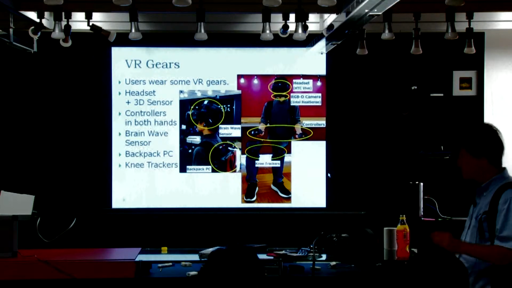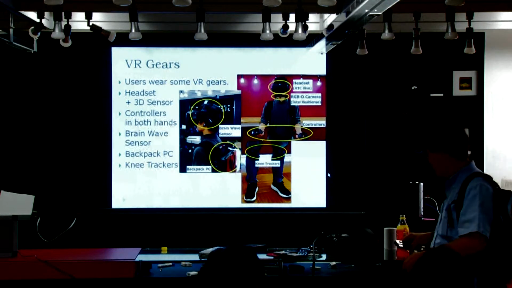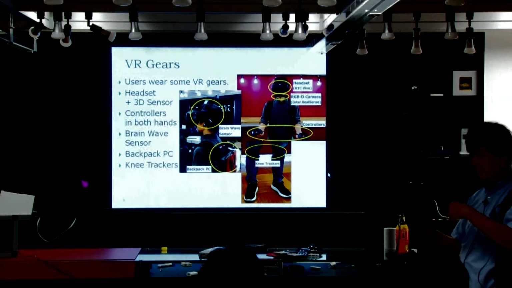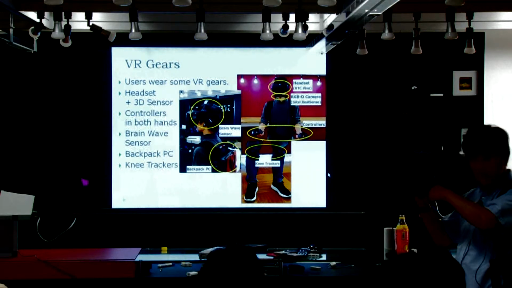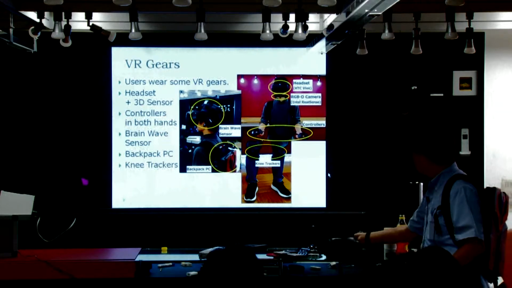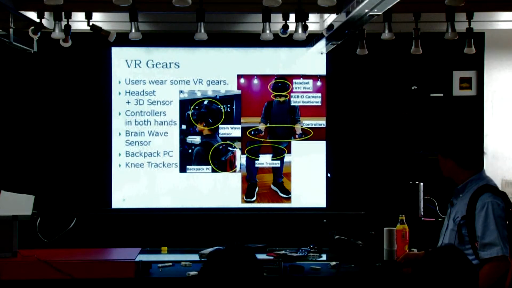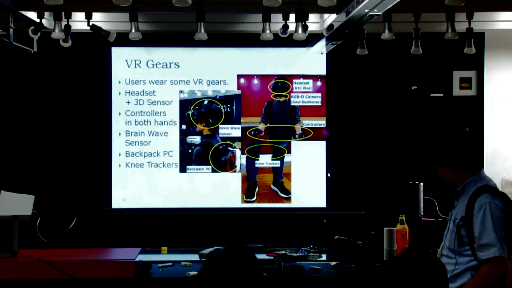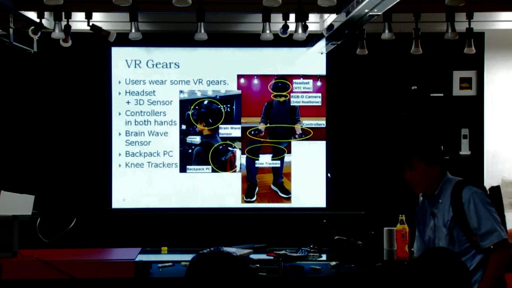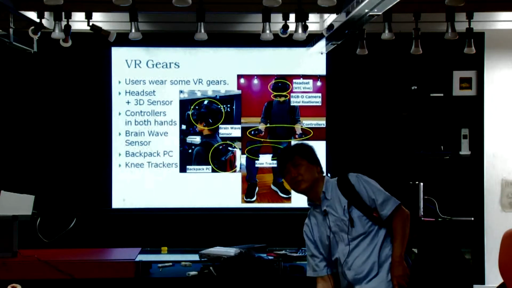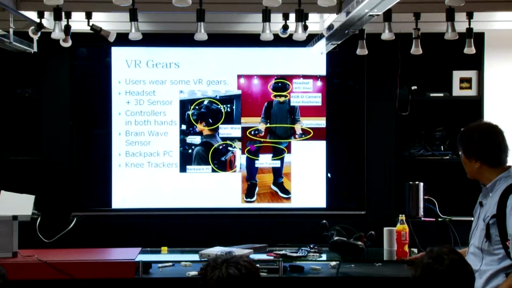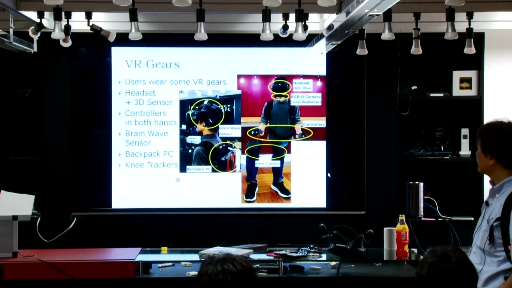As I will talk about later, we use a three-dimensional sensor together with the headset. This headset doesn't have any 3D sensor, but we add an additional sensor here. I will talk about it later. And a backpack PC and the controller. In this case, we are tracking the knees, the legs. So we attach the new sensor here, knee trackers.